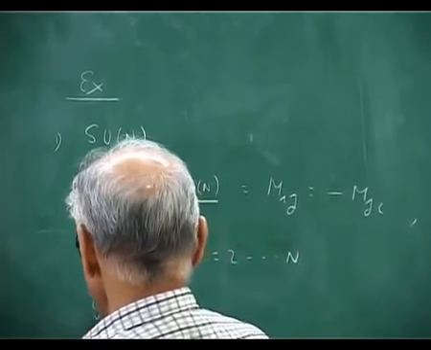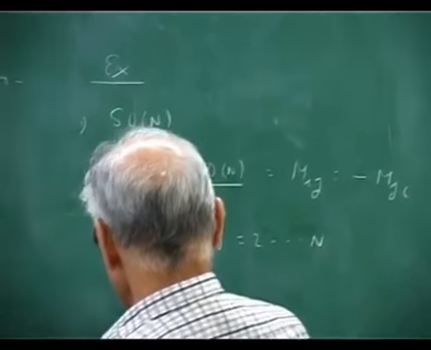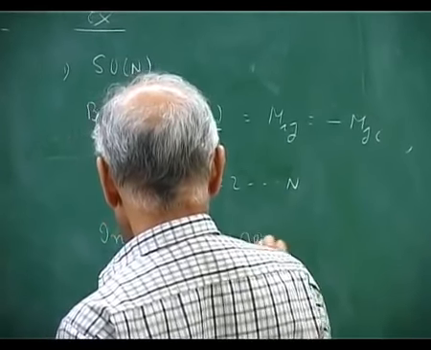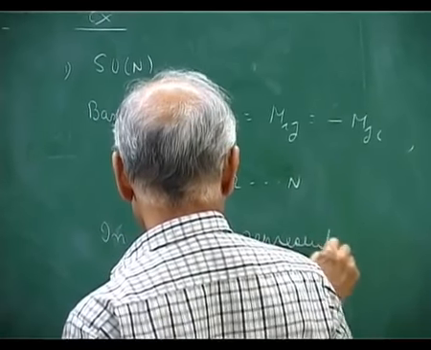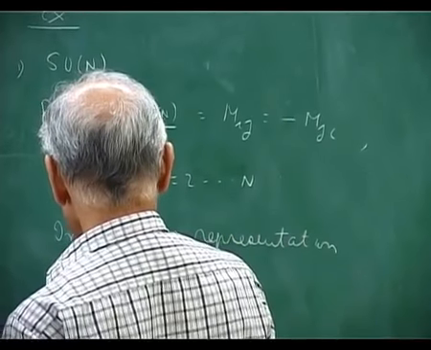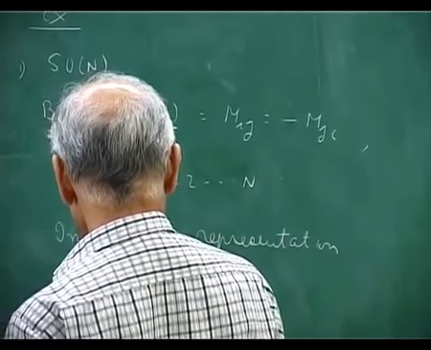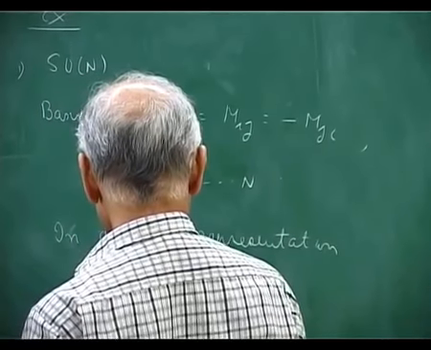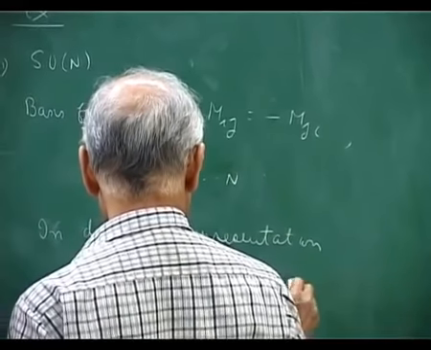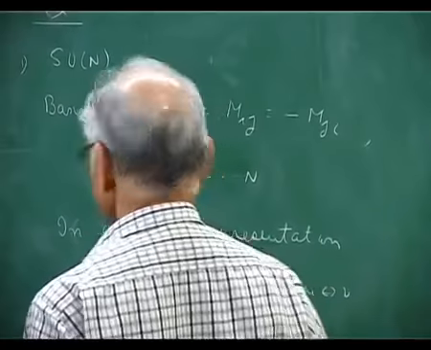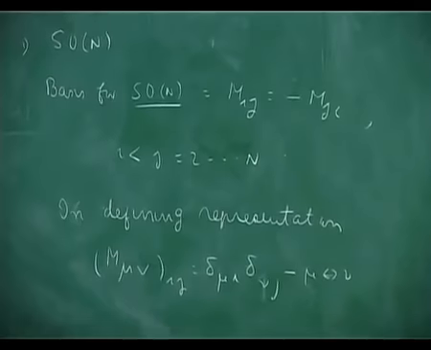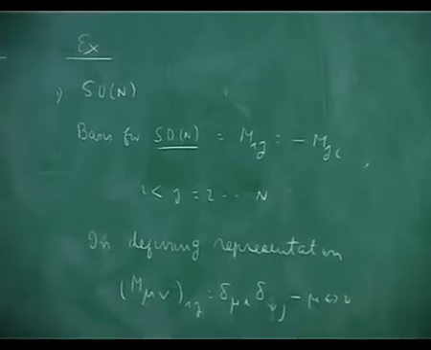In the defining representation we saw what this is: (M_mu nu)_ij is delta mu i, delta nu j, minus mu to nu. These are antisymmetric matrices in the defining representation, and I should also write the commutation relations.